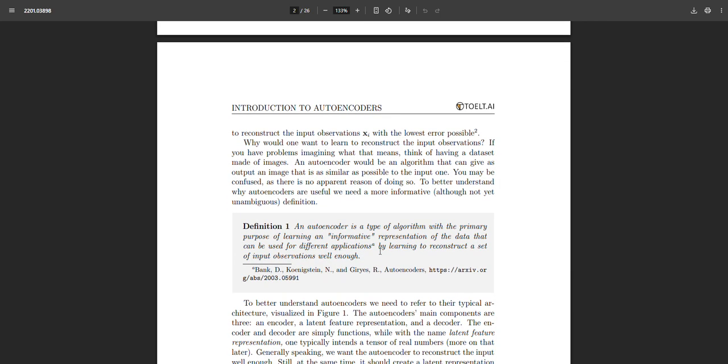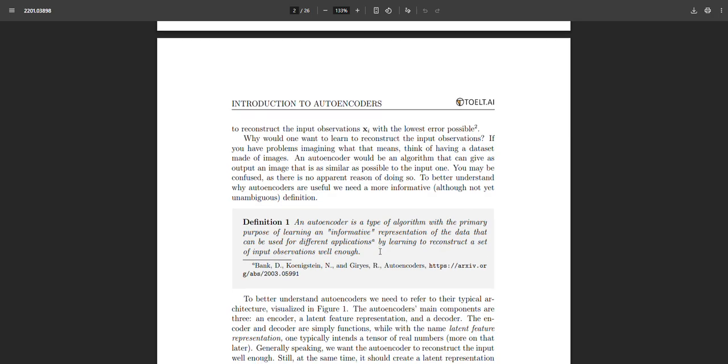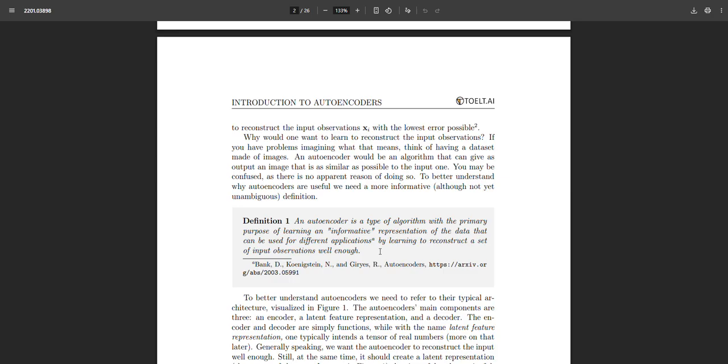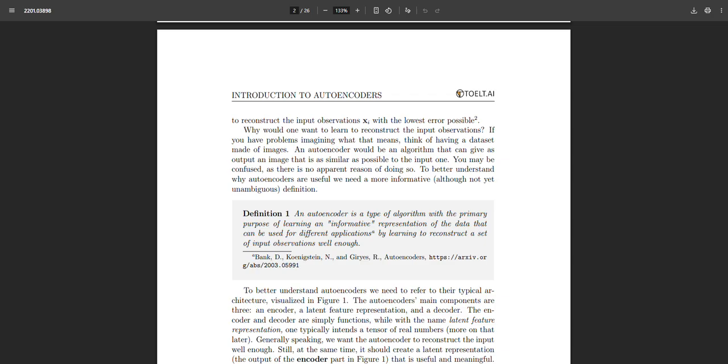Why would one want to learn to reconstruct the input observations? This idea might initially sound confusing. Why would we train an algorithm to simply give us back what we put in? So imagine you have a dataset of images. An autoencoder would be trained to output an image that is as similar as possible to the input one.